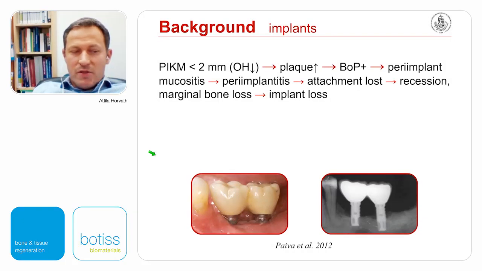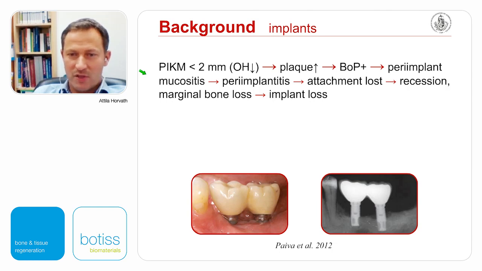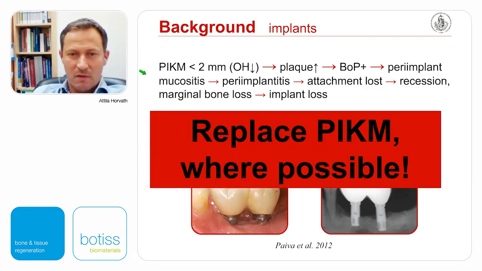Okay, so based on this, what we may presume is that in case of a narrow band of keratinized mucosa, that might be associated with poor plaque control, bad oral hygiene, that will induce increased bleeding and peri-implant mucositis. That is quite strong evidence. We don't have as much sound evidence, but there are still pieces of evidence in the literature that the next step might be peri-implantitis, attachment loss, and of course recession, associated with marginal bone loss and implant loss. So based on this, in my personal opinion, we replace peri-implant keratinized mucosa wherever possible.